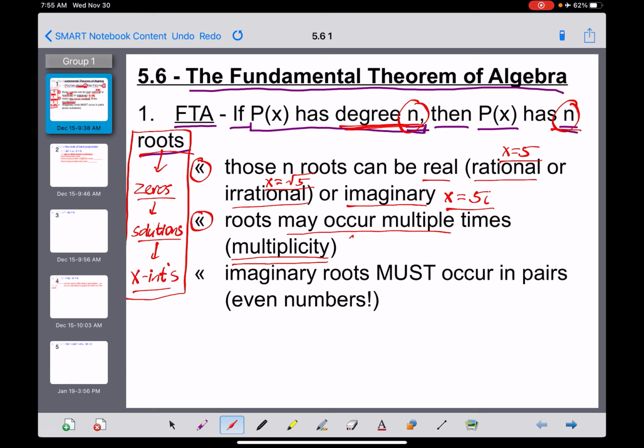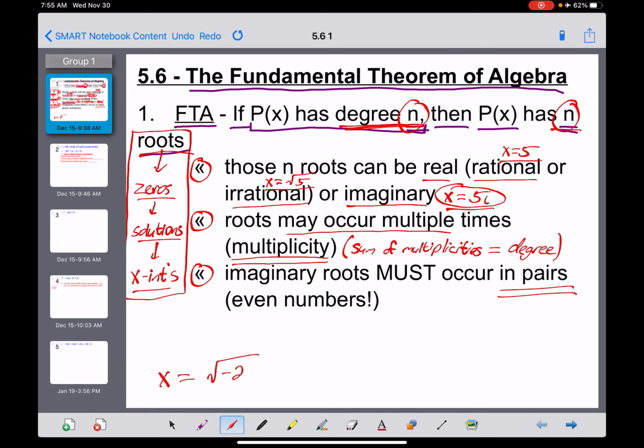So let's write this note down right here, that the sum of your multiplicities, that's a hard word to write out, has to equal the degree of your polynomial. And the third bullet point I wanted to make right here, this is an important one, is that your imaginary roots have to occur in pairs. Now, if you recall, we talked about this just a second ago, the only way to end up with an imaginary root is if you end up, let's say, doing the quadratic formula, and you get x is equal to, let's keep this simple now, the square root of negative 25.